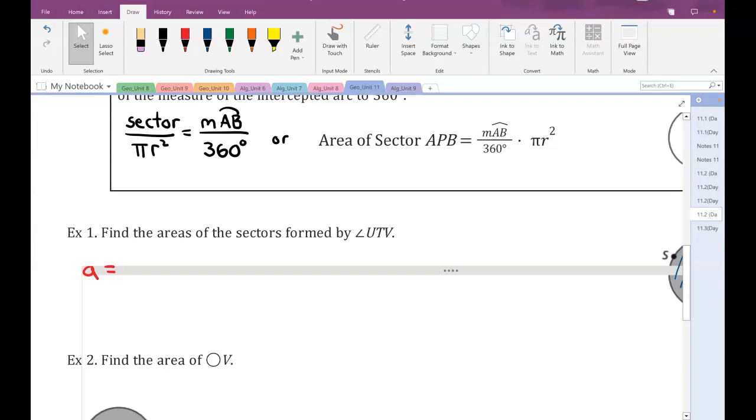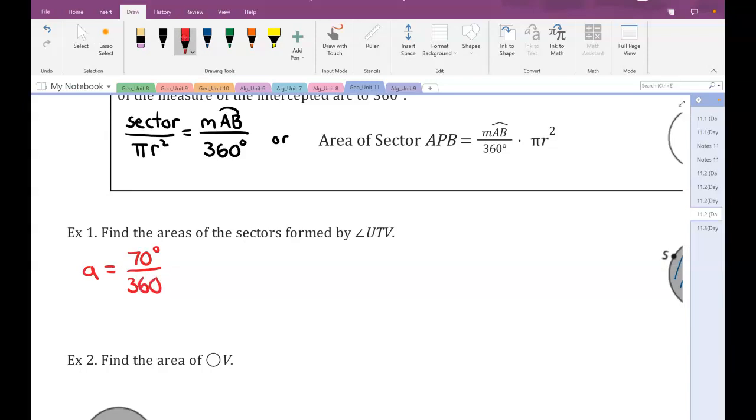So we can start saying our area is equal to 70 degrees divided by 360 degrees times pi r squared. So that's pi times your radius squared, and our radius was 8. So you could say 8 squared. How I like to do this is simplifying my pi r squared piece first before I mess with anything over here. So we could say this is equal to 70 degrees divided by 360 degrees times 64 pi.